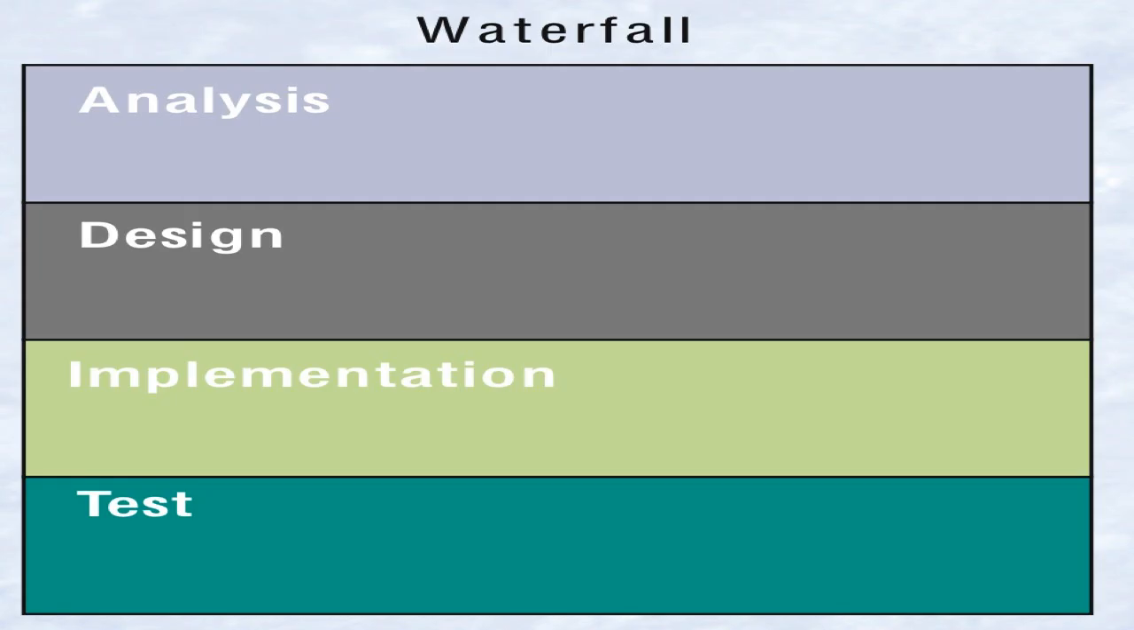In the very beginning, we used the waterfall model to develop software. The waterfall model consists of 4 stages. The first one is analysis. The second one is design. The third one is implementation. The final one is test.